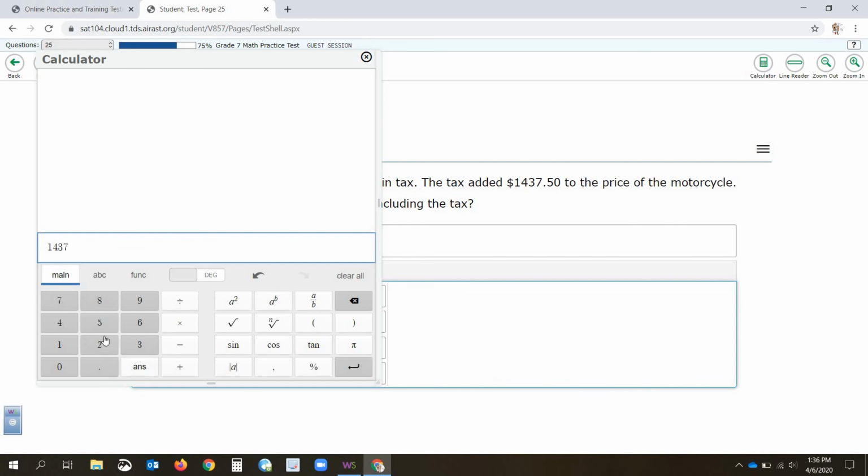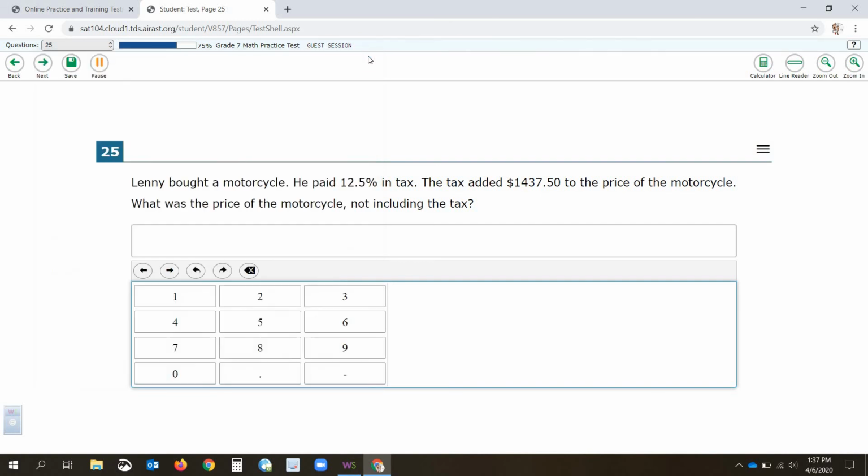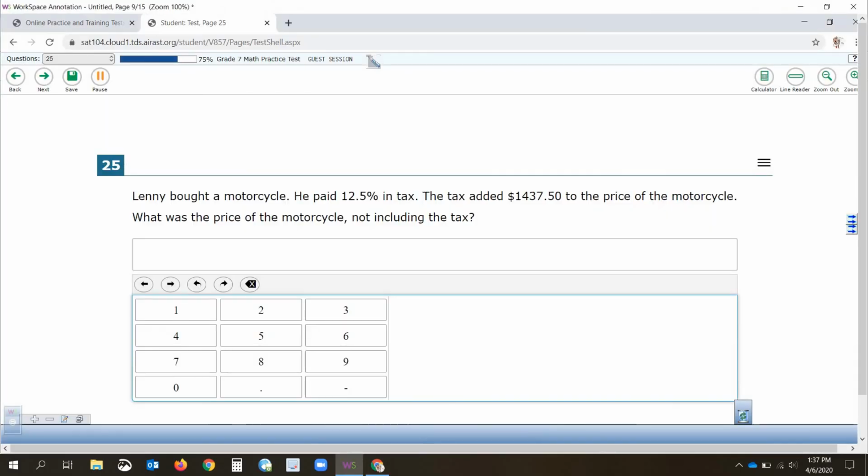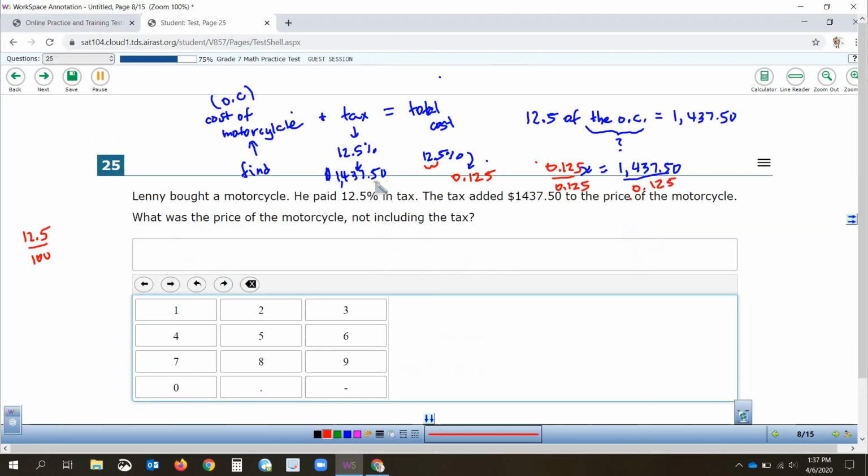1,437.50. That was the cost. That was the tax, excuse me, divided by 0.125. Thankfully, I didn't remember 12.5%. And what do I get? I get 11,500. All right, so 11,500 was the cost of the motorcycle before tax.